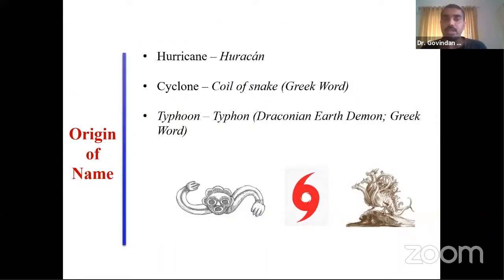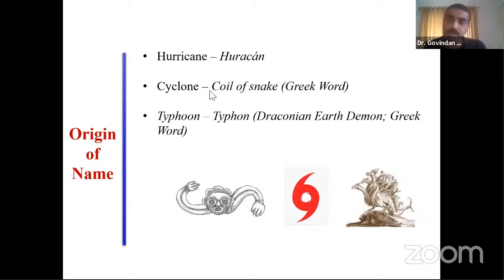Let's talk about the origin of the name. Hurricane might have originated from the name Huracan. Huracan is the name of a Mayan god. You can see on the bottom, he is a man with no torso and just two hands. It resembles the shape of a hurricane, the symbol of a hurricane. So from there, the name might have originated.